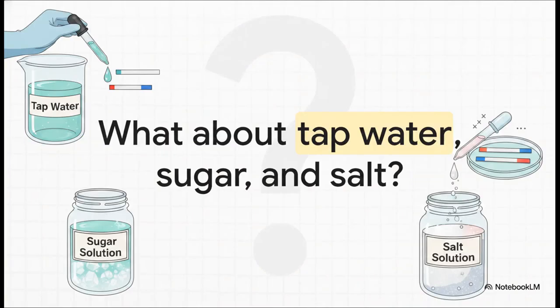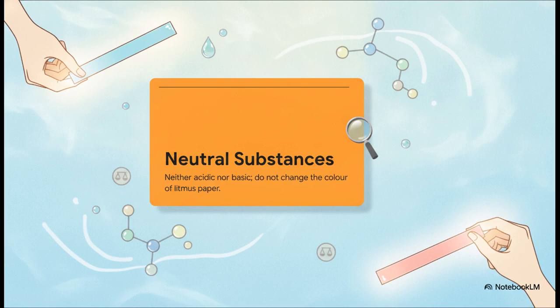But wait, science is all about asking, what if, right? What about tap water, or a sugar solution, or salt water? You take your dropper, you put it on the red litmus paper, nothing. You put it on the blue litmus paper, and again, absolutely nothing. Neither paper changes color. So what's going on there? Well, that leads us perfectly to another crucial definition: neutral substances. These are substances that are neither acidic nor basic, and because of that, they do not change the color of either litmus paper. They are completely balanced.